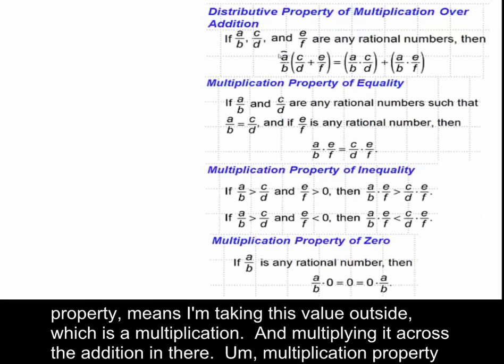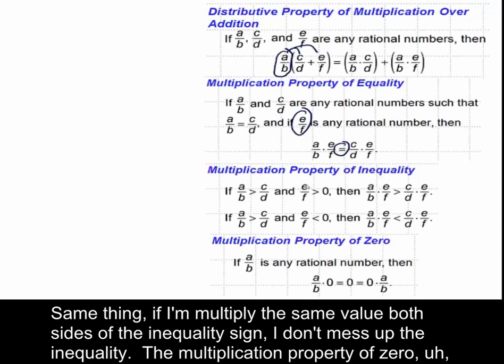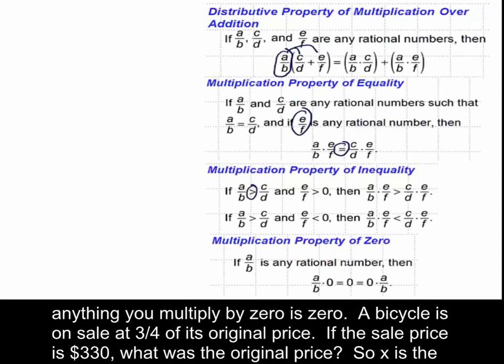Distributive property means I'm taking this value outside, which is a multiplication, and multiplying it across the addition in there. Multiplication property of equality: if I multiply both sides by the same value, I don't change the equality. That's what that's saying. Multiplication property of inequality: same thing. If I multiply both sides of the inequality sign by the same value, I don't mess up the inequality. And multiplication property of 0. Anything you multiply by 0 is 0.